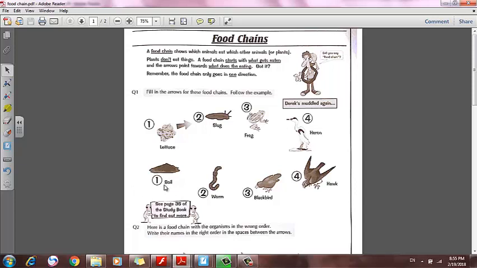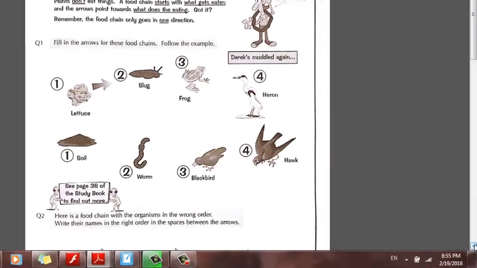The other one is soil. We can draw a plant in the soil. This plant eaten by the worm, worm eaten by blackbird, blackbird eaten by hawk.